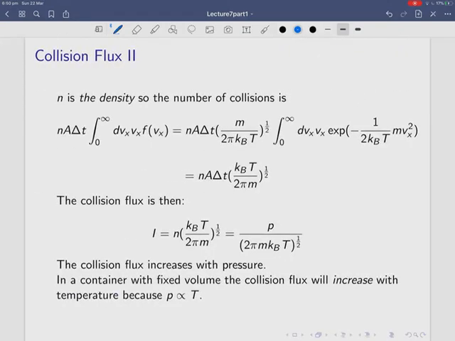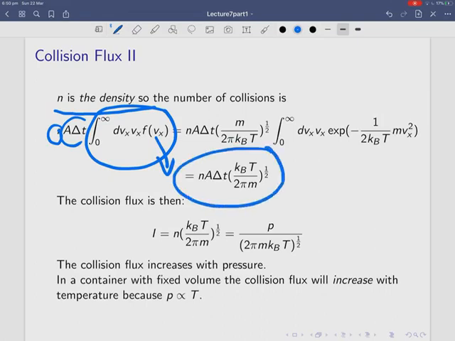Now if n is the number density of the molecules, the number of collisions is given by this. You integrate over all the possible velocities Vx, and you multiply by the density times A delta t. So this gives you the volume we have here, and then you can put this distribution function in from kinetic theory, and you will get the following result. I'm not going to do the integral for you, but you can do that integral fairly simply. And then the collisional flux is just that divided by the area.